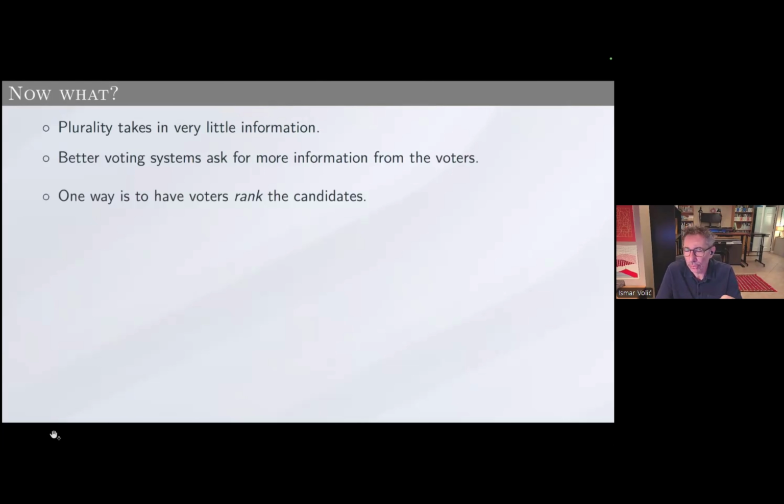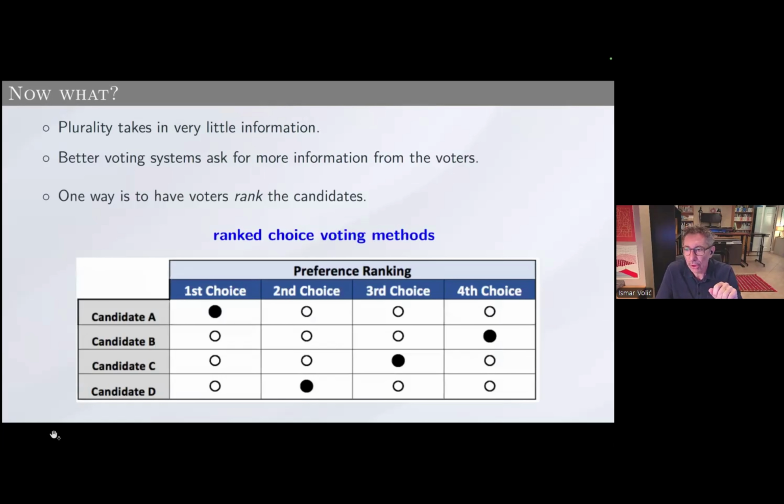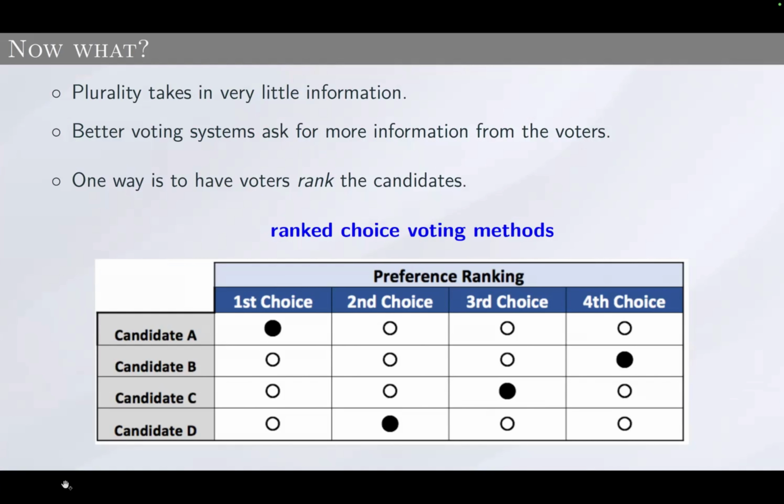So one way to do this is to have voters rank the candidates. In other words, you don't just indicate your first choice, but in addition to that, you also indicate your second, third, fourth choice, however many choices you want. The collection of methods that take these ranked ballots as input are called ranked choice voting methods.